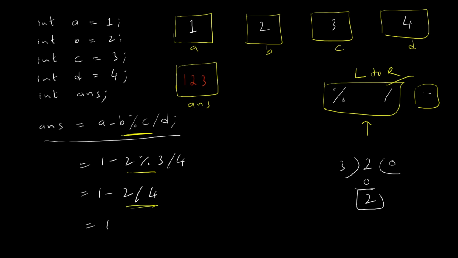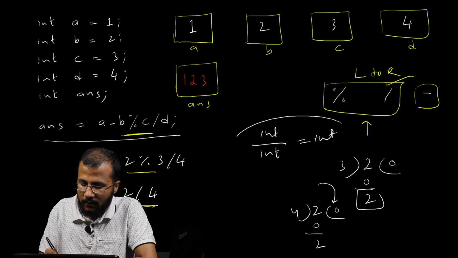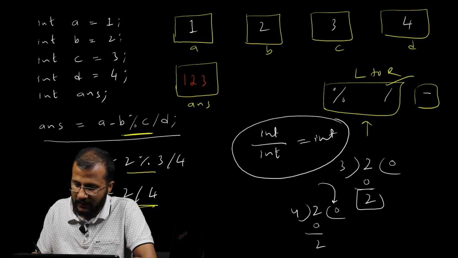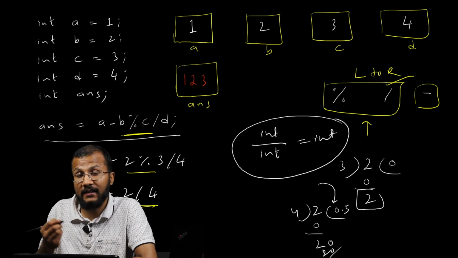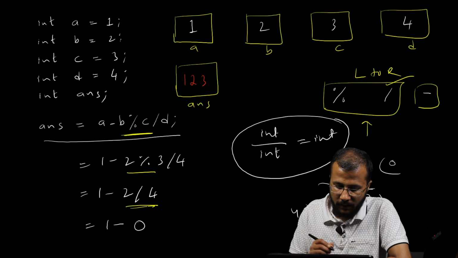So it becomes 1 minus, what is 2 divided by 4? I divide 2 by 4. 4 times 0 is 0, and 2 is the remainder. So the quotient here is 0. Just remember, whenever I am dividing an integer with an integer, the answer will always be an integer. Don't get confused. If I actually divide it, I can write 0 point here and then 5. The exact answer is 0.5, but remember, only the integer part is taken. So 0 would be the answer here.